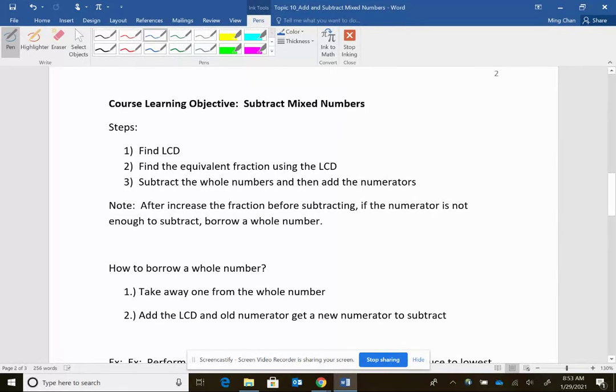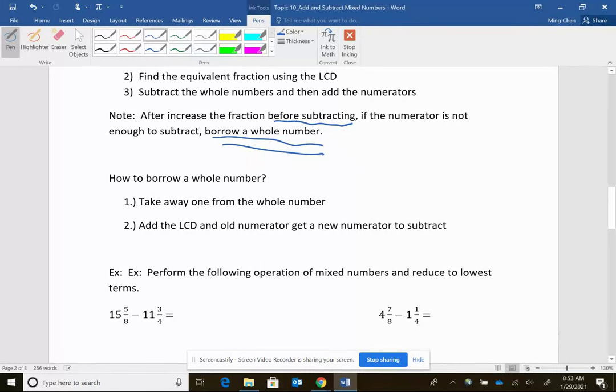However, sometimes after we find the equivalent fraction using LCD, before we actually subtract, if the numerator is not enough to subtract, we have to borrow from a whole number. So here are the two steps on how to borrow. Okay, and I will try to explain it. I will write my explanation here on the side. This steps how to borrow a whole number is like a shortcut.